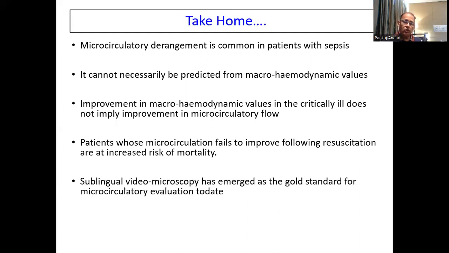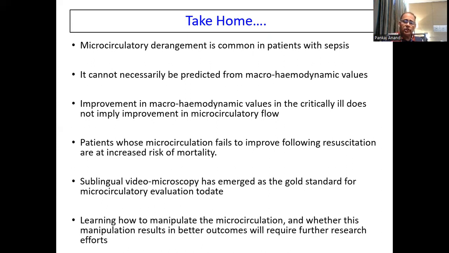Sublingual video microscopy is fast emerging as a gold standard for microcirculatory evaluation to date, even though it's not very readily available in India as of yet. And finally, learning how to manipulate the microcirculation and whether this manipulation results in better outcome definitely needs a lot of research efforts, which are still going on.